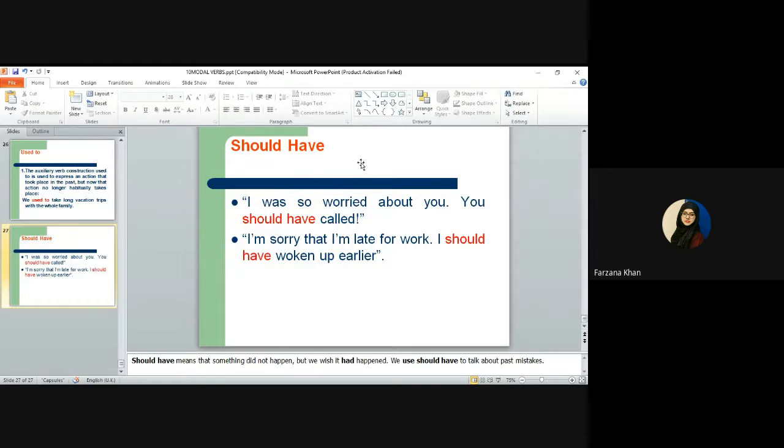According to some grammarians, this also comes under the category of modal auxiliary verbs, and some don't add it in the modal auxiliary verbs. But I would like to tell you the use of "should have". Basically, "should" shows present possibility and present obligation, or it is also used to recommend something or to give suggestions.